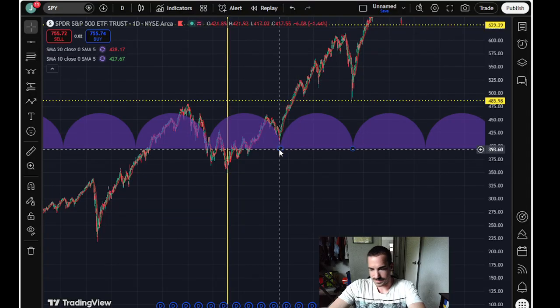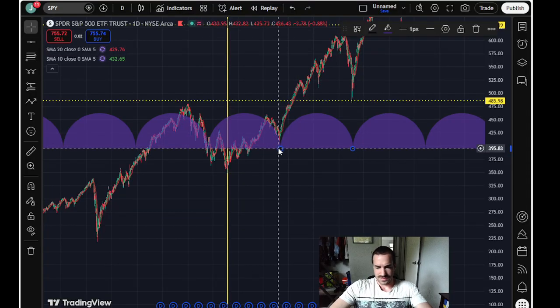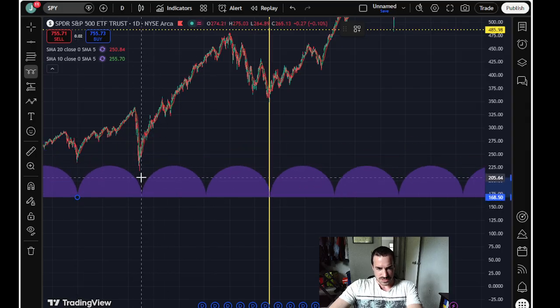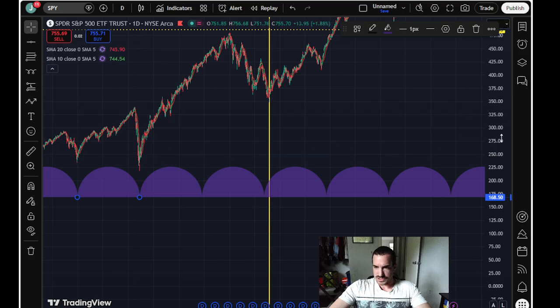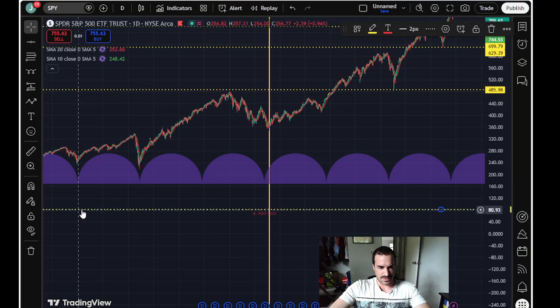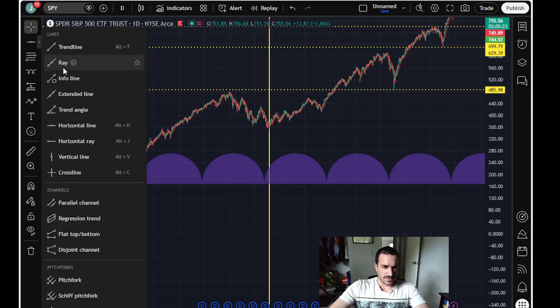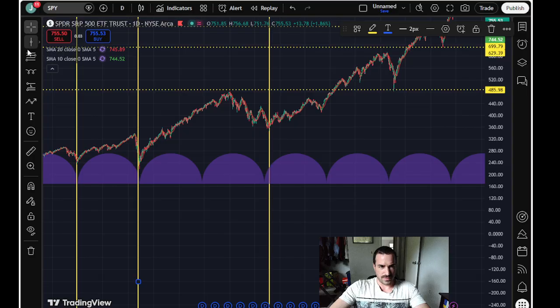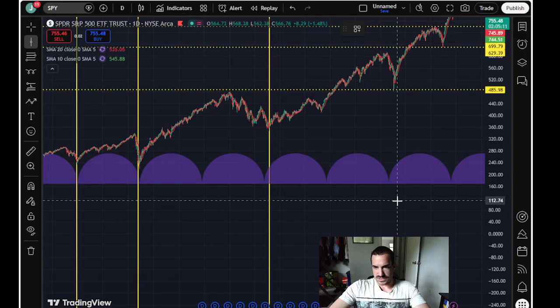Let's see if we can find a better match. Again, with the semicircles, we're just trying to find the best match of the troughs. So we may need to go out a little bit more. Let's see if this is a better match. This trough to this trough. Okay, this is a better match here. So we had a trough here in 2019. Got a trough right there, trough right here, a trough in 2022.